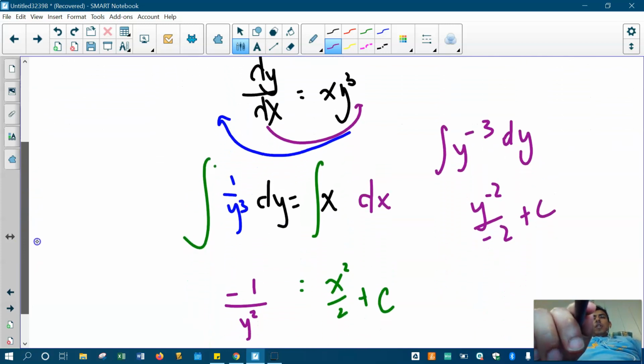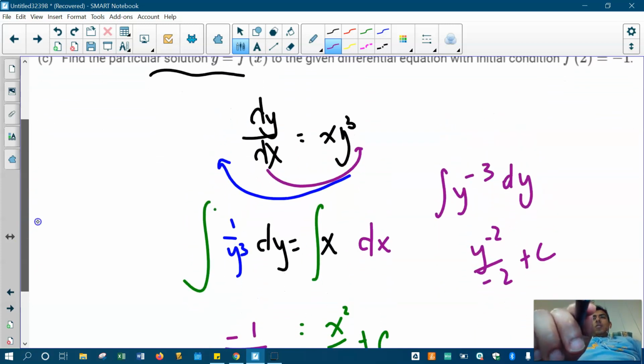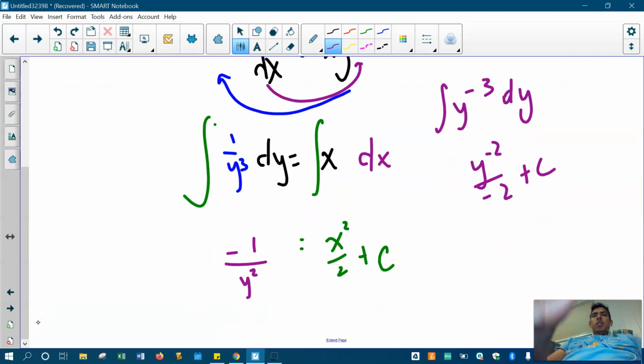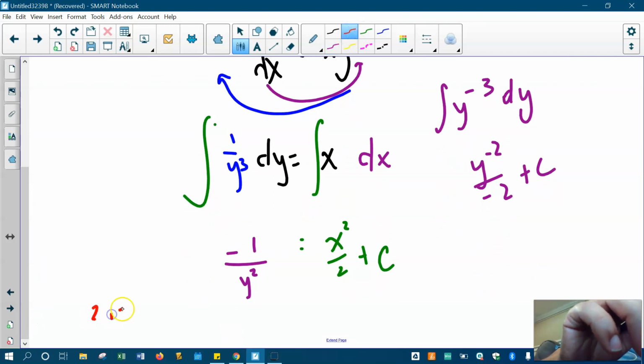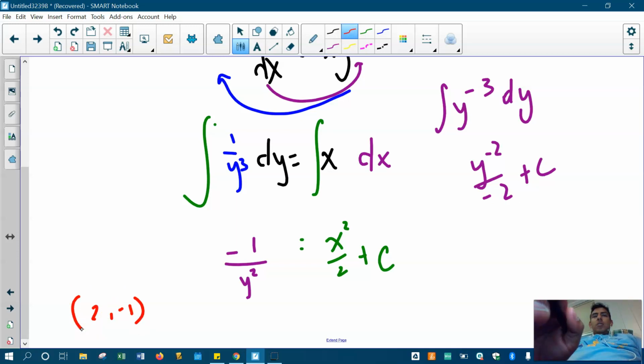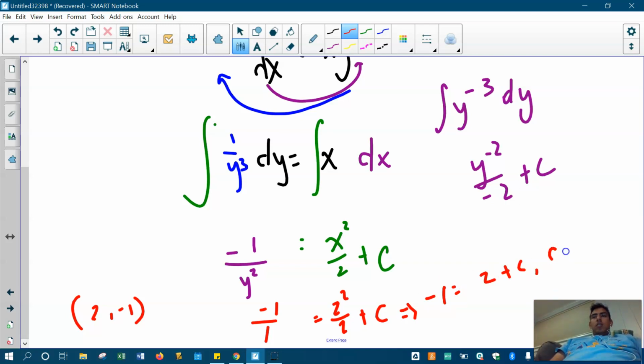Alright, now I need to find the particular solution, so let's plug in f(2) equals negative 1. So I gotta plug in 2 and negative 1. So we got 2 squared over 2 plus c equals negative 1 over negative 1 squared, which is negative 1. Let's see what this gets here. Negative 1 equals 2 plus c. I got c equals -3. I hope I'm right, because that would be super embarrassing.